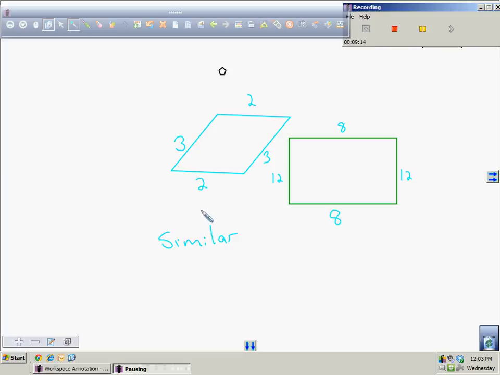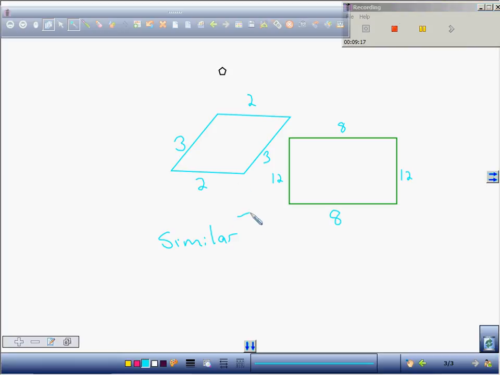So, are these figures similar? No. Why not? Because even though the sides are proportional, 3 is to 12 as 2 is to 8, is that true? Yes. What's the ratio of dilation, or what do they call that? The dilation, similarity, conjecture.